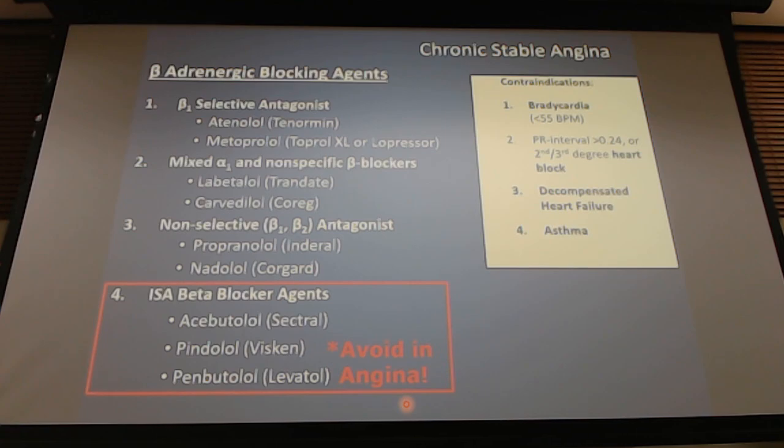Also, remember your contraindications over here. Don't worry about remembering that PR interval. I'm not asking you about PR intervals. I just want you to know that a person who has bradycardia or any type of heart block, I'm not going to ask you about first degree versus second degree versus third degree. I want you to remember heart block. Decompensated heart failure, our asthma patients, the same things that we already saw, okay, are our same warnings. And then just make sure that you remember to avoid our ISAs in our patients with angina.